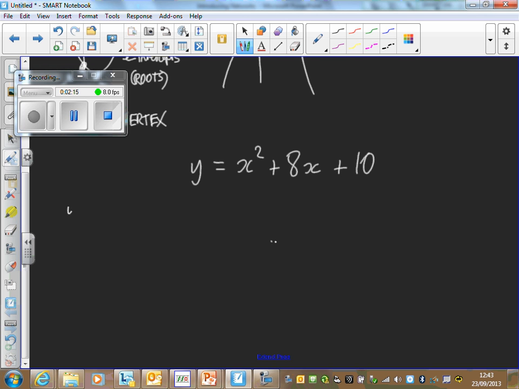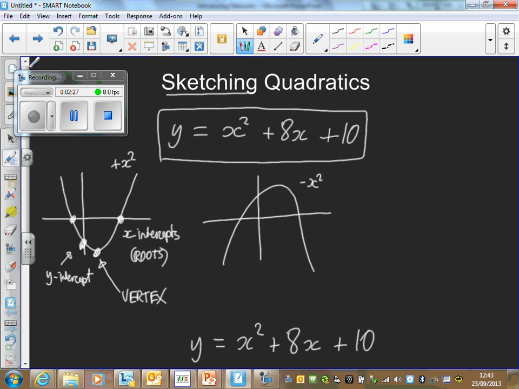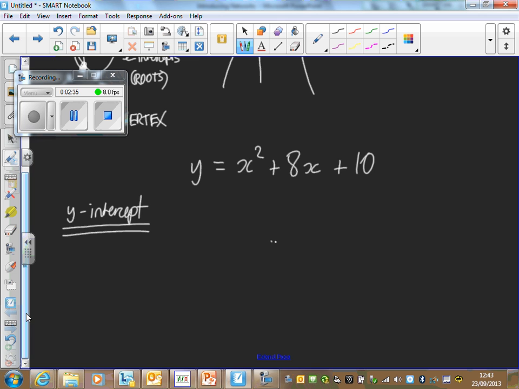Now, first of all, we're going to find the y-intercept. Okay? Really easy, this one. The y-intercept is where the graph crosses the y-axis. Now, if we think about that, where it crosses the y-axis, if we look at this graph here, it's going to be when x is 0. So to find the y-intercept, we have to sub in x is equal to 0 to find y.